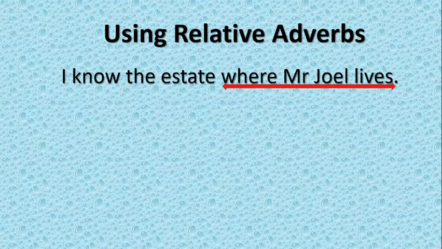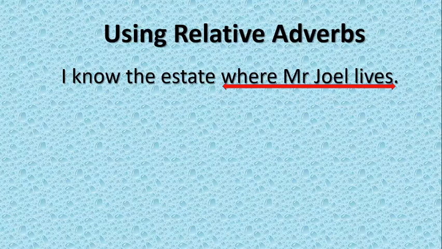But someone who doesn't understand the basics of what you are saying will ask, which estate are you talking about? Oh, you didn't understand what I was saying? You will not say, I know the estate where Mr. Joe lives. So I'm talking about the estate where Mr. Joe lives.